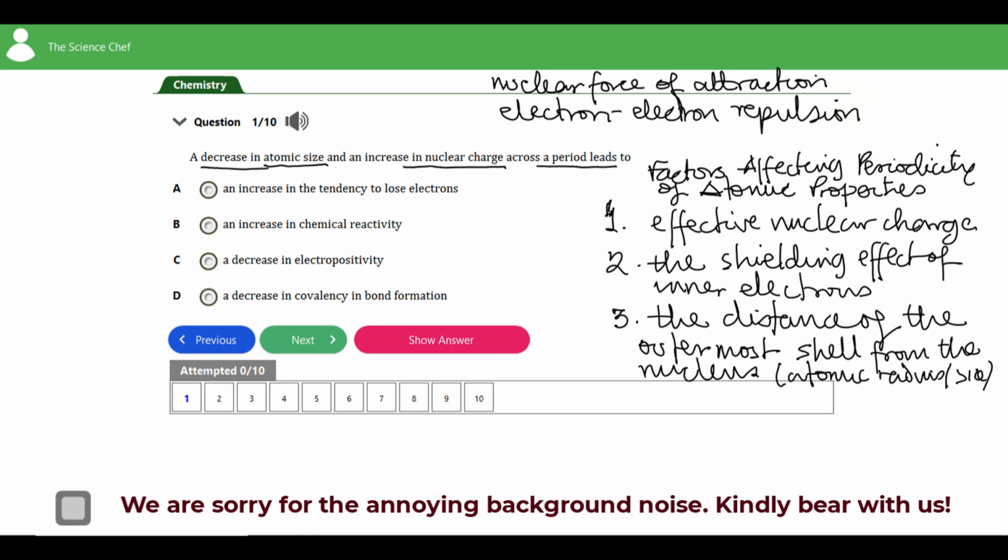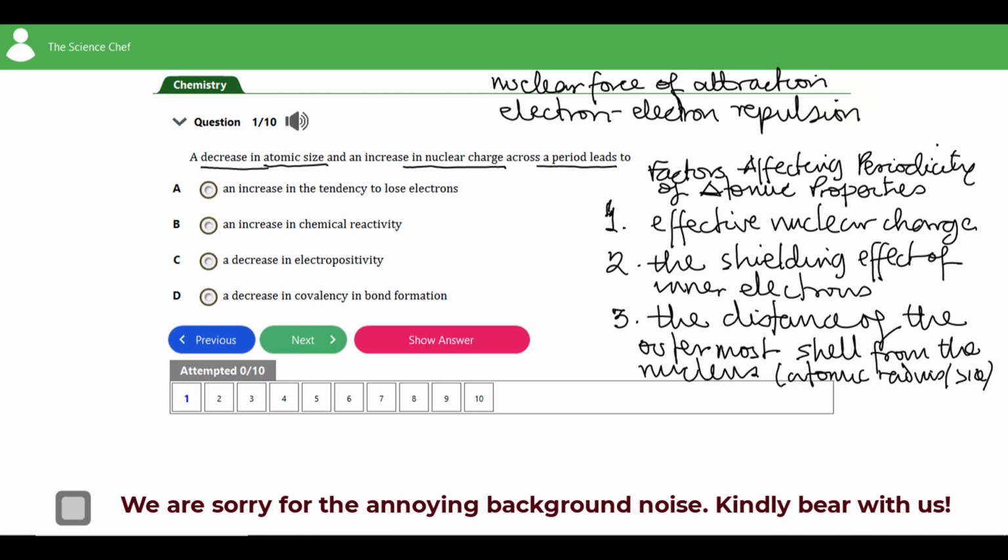And because of that increase in the nuclear force of attraction, the outermost shell will be greatly pulled inward or closer to the nucleus as you move from sodium to chlorine. That's taking period 3 as an example. So because of that, there will be an increase in the tendency of an atom to attract electrons to itself. There will be an increase in the electronegativity of that atom. Then there will be a decrease in the tendency of an atom to lose it because of the very strong nuclear force of attraction between the nucleus and the outermost electrons.